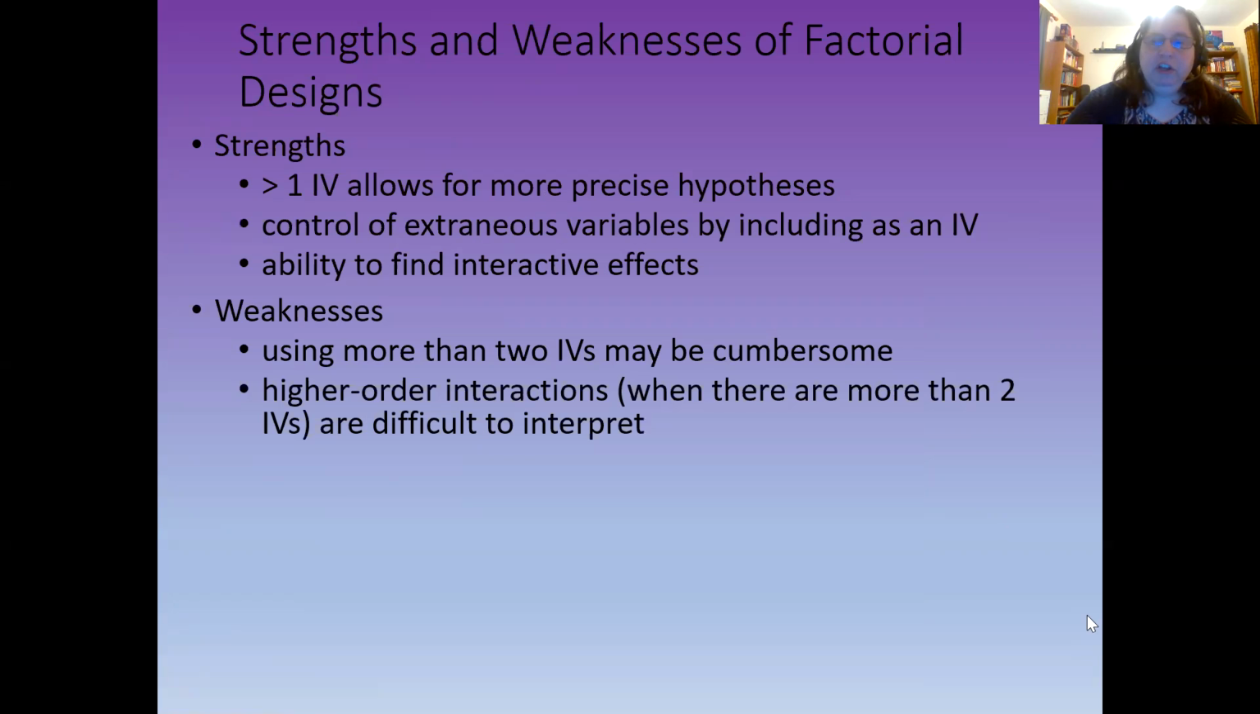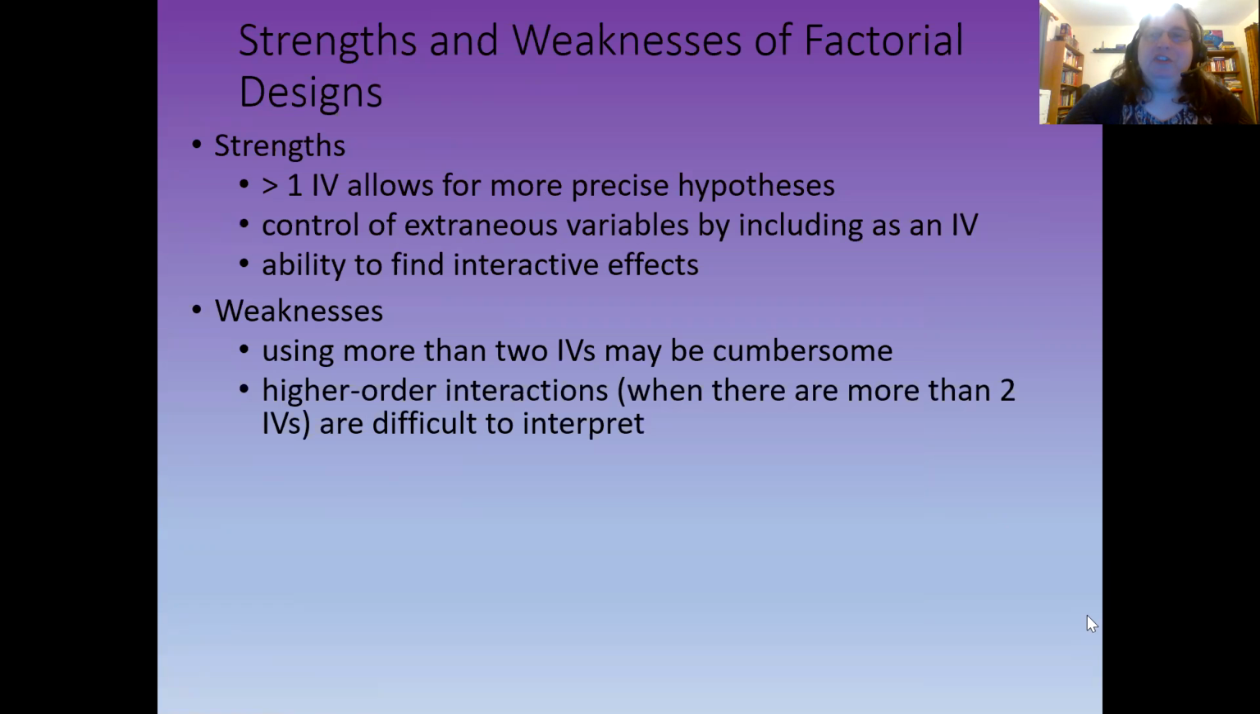Basically, let's say I really am interested in sleep deprivation, but I know that caffeine can have an impact on how well we make maneuvers in a driving simulator. And I'm afraid that's going to impact my results. Just include it as an IV. Now I no longer need to be afraid. I'm controlling for that effect. Okay.